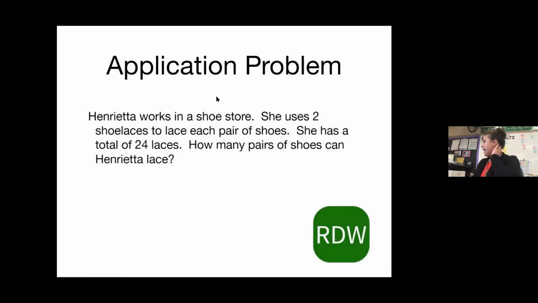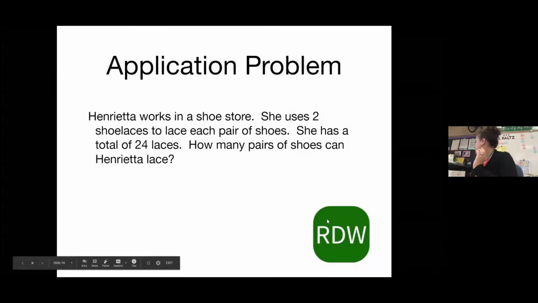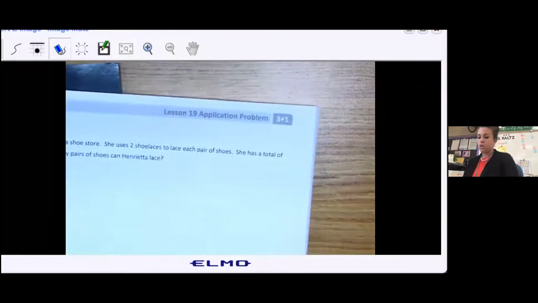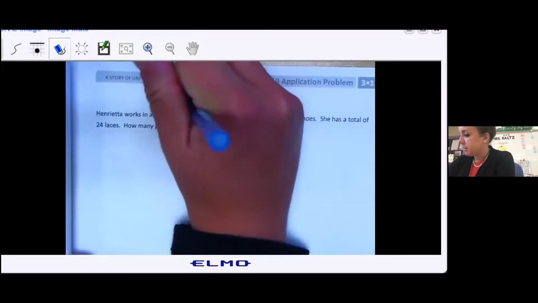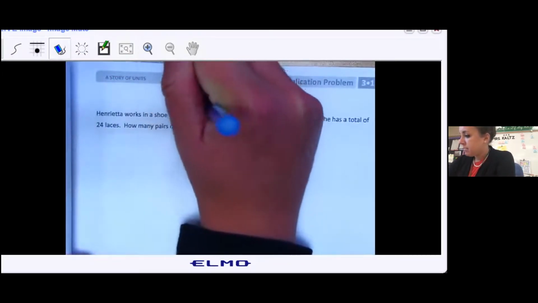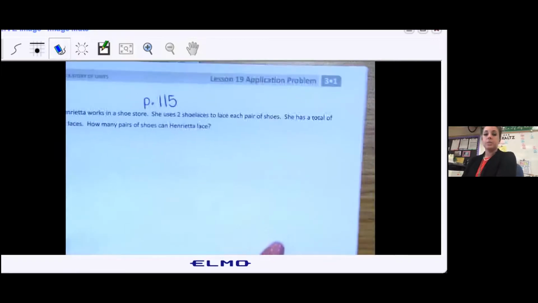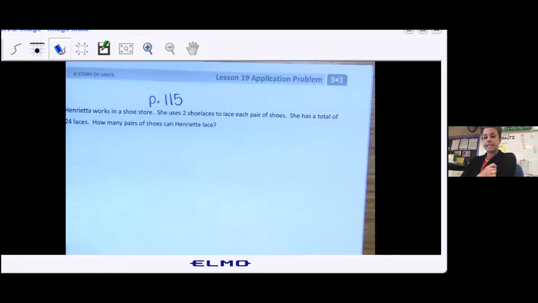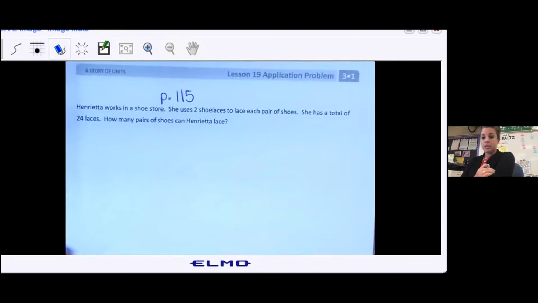All right, let's do our application problem. For that, you're gonna need your Learn book with the blue trim and a pencil, and you are going to open up to page 115. This one's a little bit trickier than lesson 18's application problem, but I do still encourage you to try your best to find the answer.